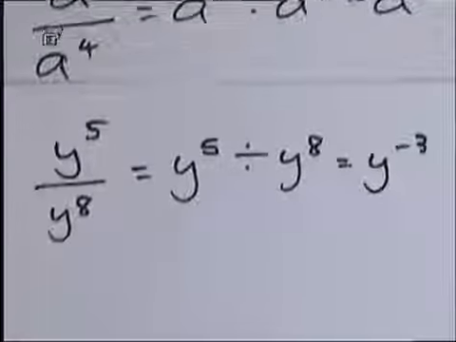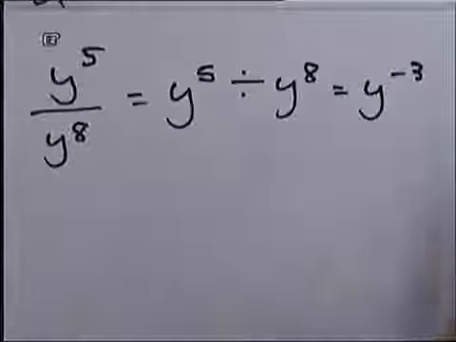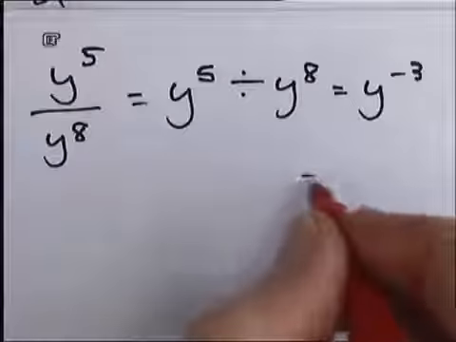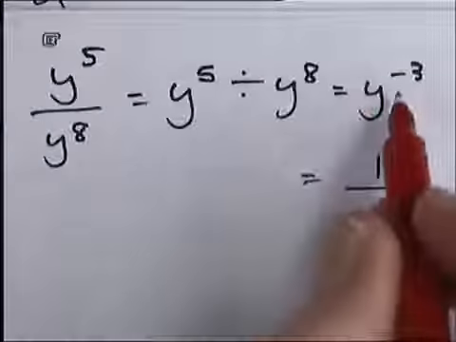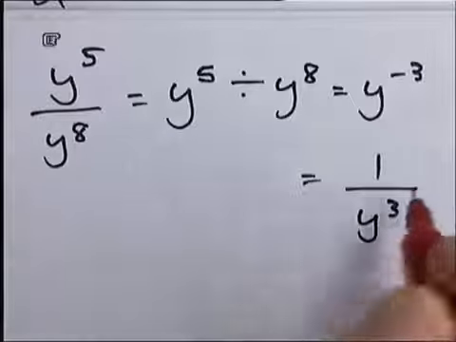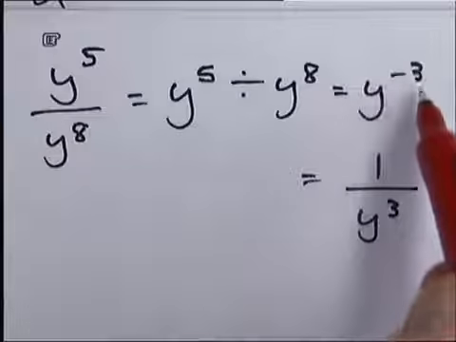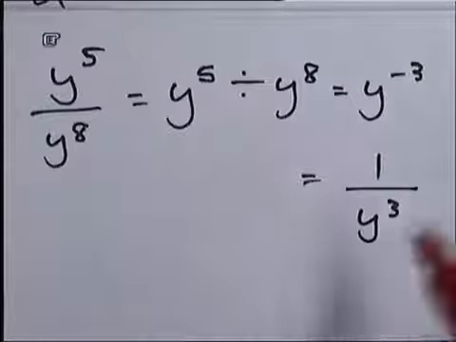So you can get these minus powers coming up in the algebra examples as well. And the minus power just means 1 over what we had here without the minus sign. So if I took the minus sign out, I'd have y cubed. So y to the minus 3 is the same as 1 over y cubed.